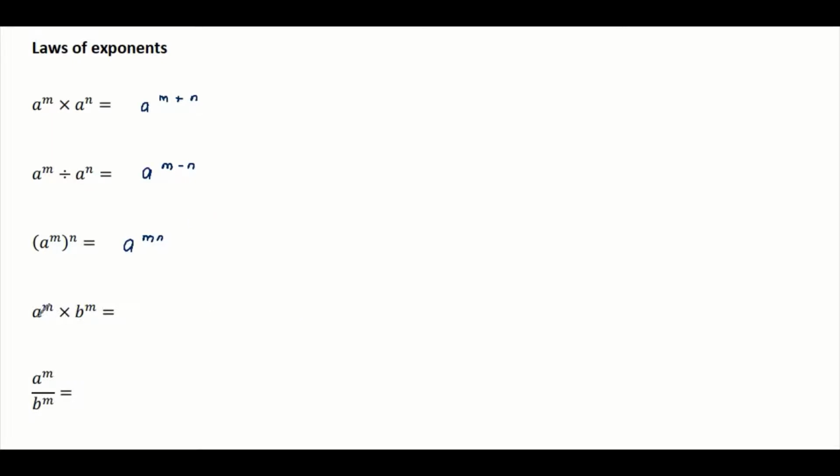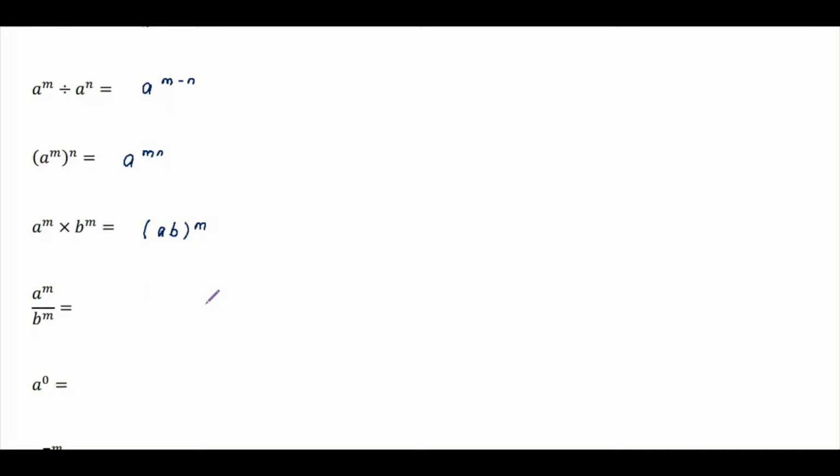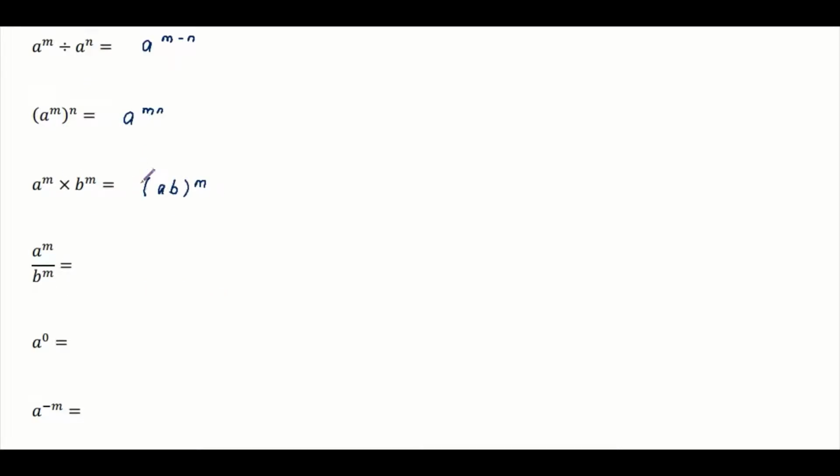Okay, so if you have a to the power of m multiplied by b to the power of m, you can combine them together as long as you have the same power, meaning that you can multiply a and b together, with the power of m. This is the one that we used previously in the binomial expansion. Same thing for divide. If you have the same power for both denominator and numerator, you can combine them together, so a divided by b, to the power of m.